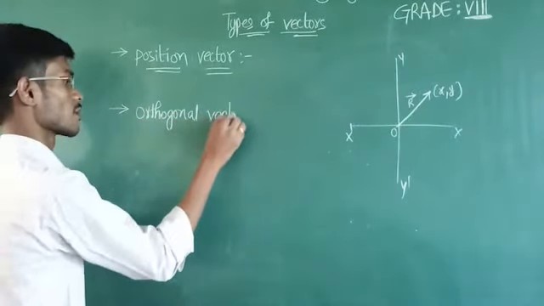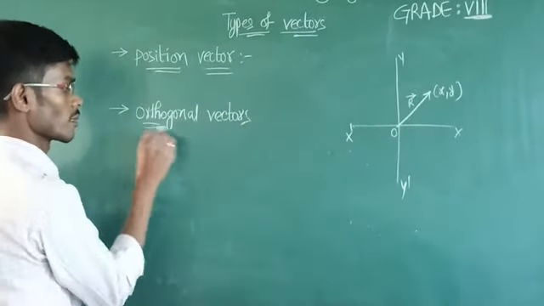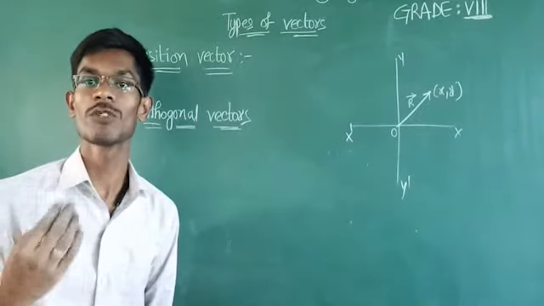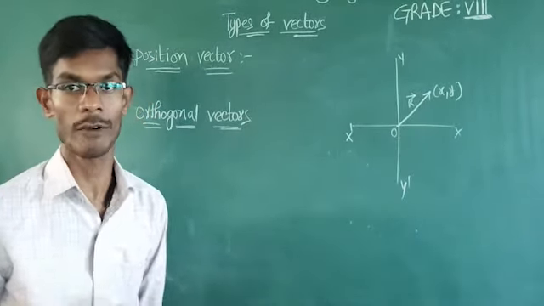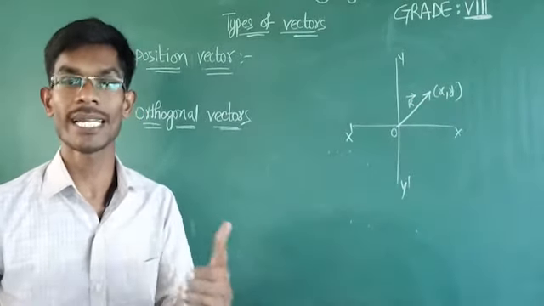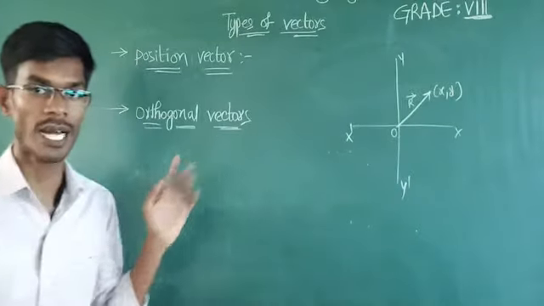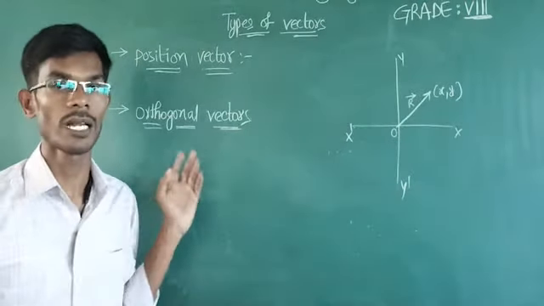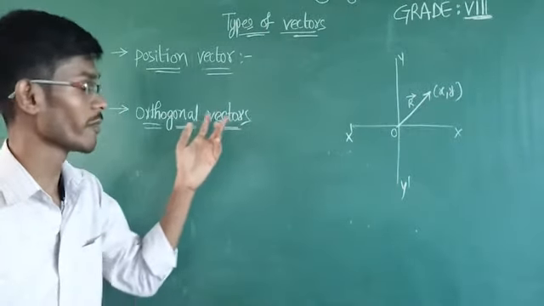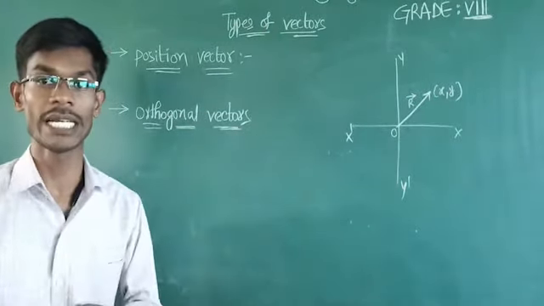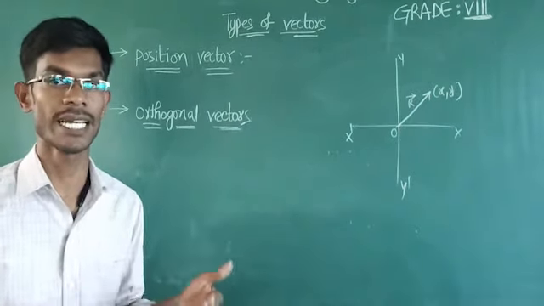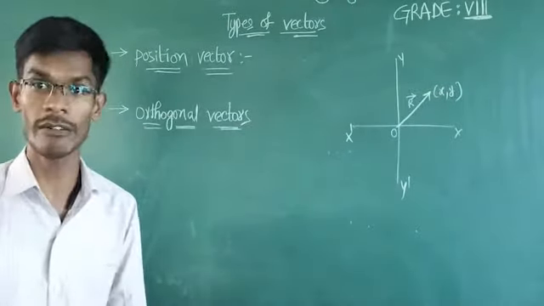Orthogonal vectors. The vectors which are mutually perpendicular to each other are known as orthogonal vectors, or the angle between any two vectors is equal to 90 degrees. Those vectors we can also consider as orthogonal vectors. So the angle between those two vectors will be equal to 90 degrees, or the vectors which are mutually perpendicular to each other, we will consider as orthogonal vectors.